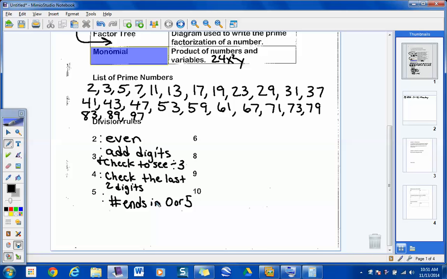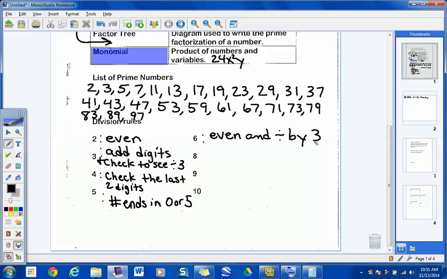All right. Rule of 6. Rule of 6 is very nice. Rule of 6 is a combination of rules for 2 and 3. The number has to be even and what? Got to add the digits up to see if it's divisible by what? 3. So the number has to be even and divisible by 3.